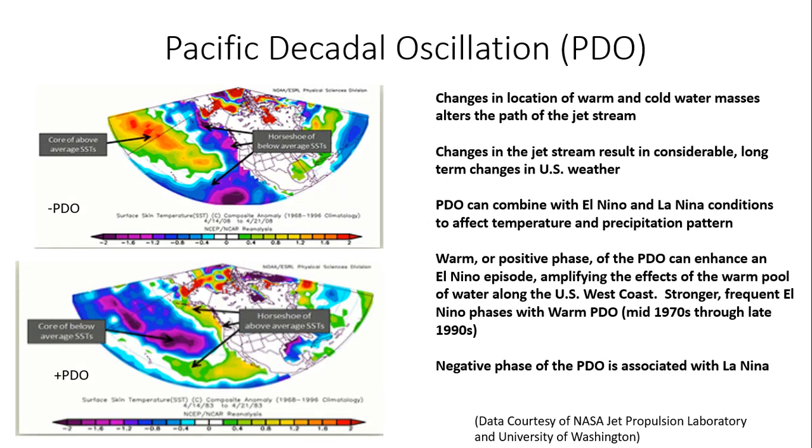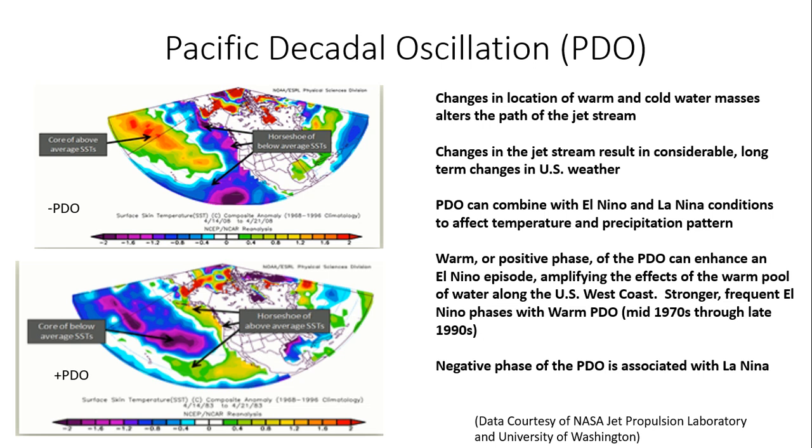Right, so why do we care about the PDO? What's the big deal? Why am I talking about this in this video? Well, changes in the location of these warm and colder water masses across the Pacific Ocean typically alter the path of the jet stream. And those changes in the jet stream then result in considerable long-term changes in the United States weather during the winter season especially.